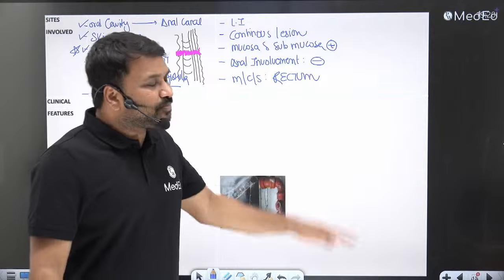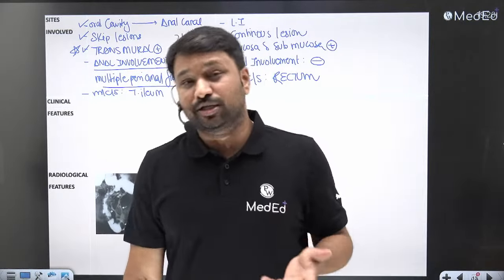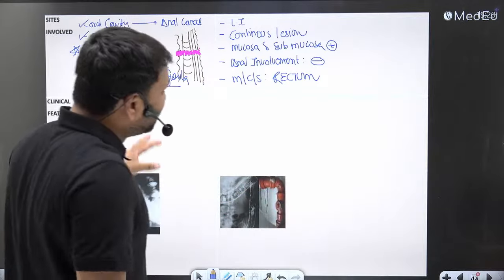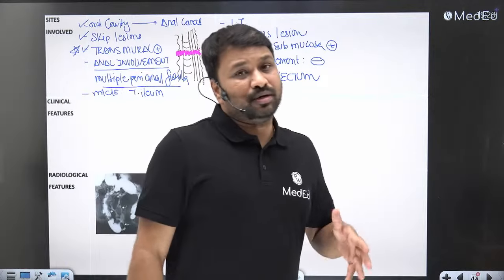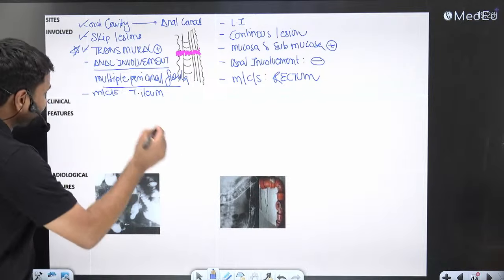Rectal sparing in Crohn's, nowadays we don't say it. Yes, earlier we used to say rectal sparing, but now it is pretty much clear that in Crohn's, rectum can also be involved, right? So rectal sparing is an old phenomenon. We don't characterize by this.